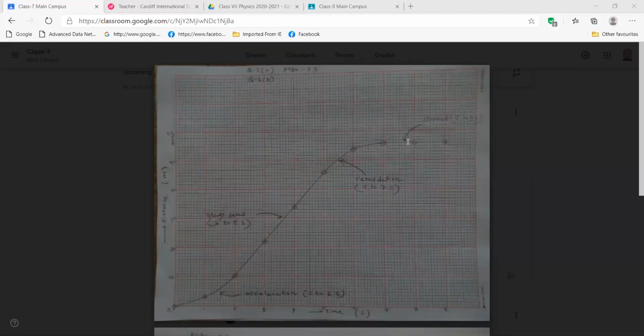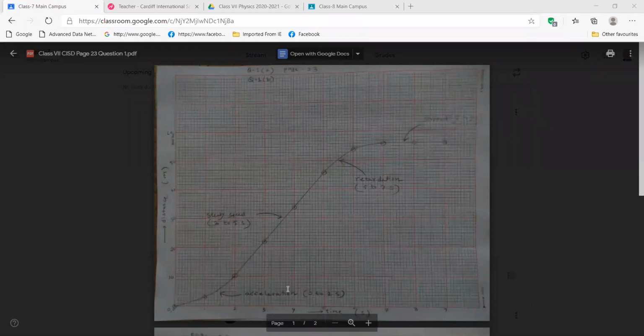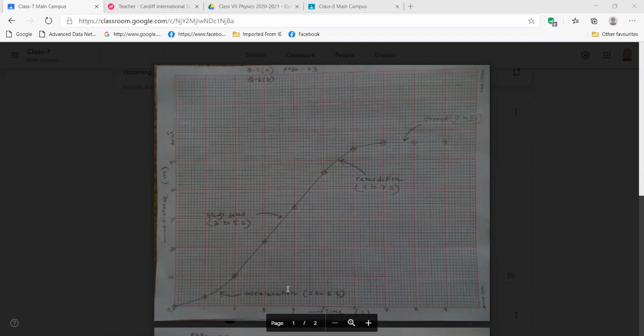Now you have any questions, you can ask me. From this graph, you have any questions, you can ask me. Yes, please. What is the study speed? Steady speed. Steady speed means constant speed, same speed. Write it in your copy. Saleha, many times we told in class. Steady speed means constant speed.